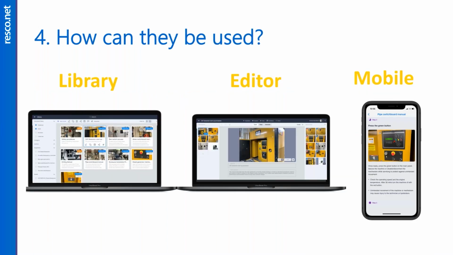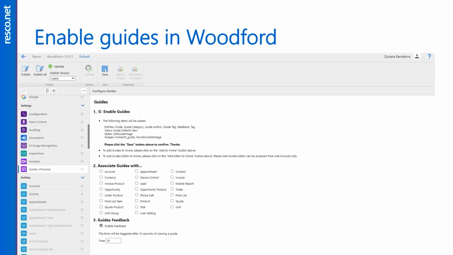So how can they be used? Similarly to inspections, guides consist of three main components: library, editor, and the mobile viewer. If you want to start using guides, you first need to enable them in Woodford. So you go into your Woodford project, you click guides, you enable them, you associate guides with entities you want. Please note that once you associate entities, you cannot deassociate them. You can only add new ones.